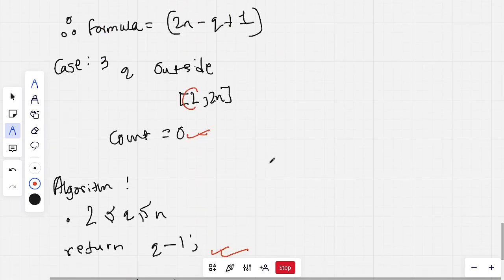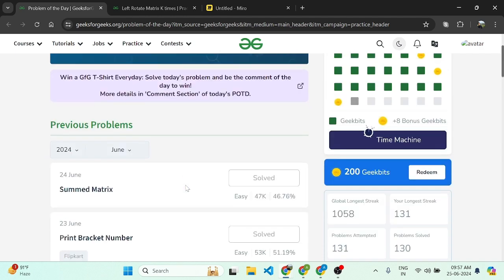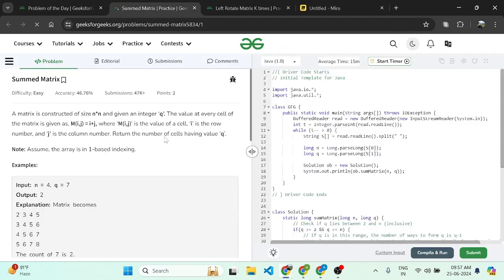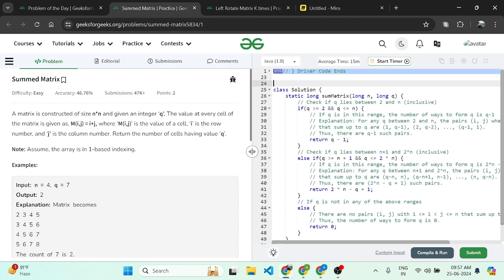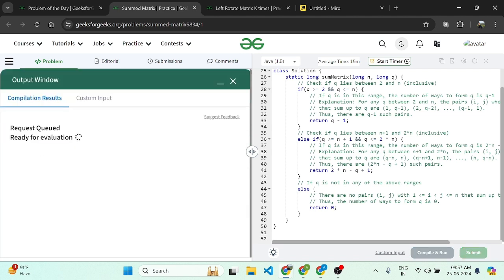Okay, so let's analyze the code once again. Sorry, this was our yesterday's problem. So if you see the code, we have clearly written that q is less than equals to n plus 1, we are using the q minus 1 formula. For the range between n plus 1 and 2n, we are using 2 into n minus q plus 1, or else we are returning 0. So this was today's problem, and I hope you understood the explanation. Thank you.